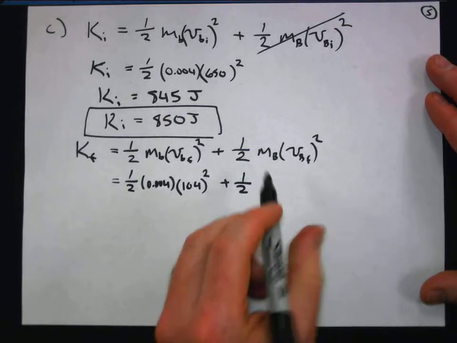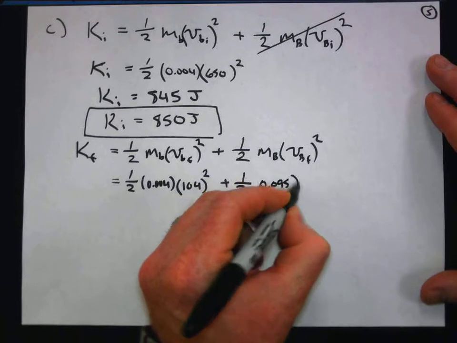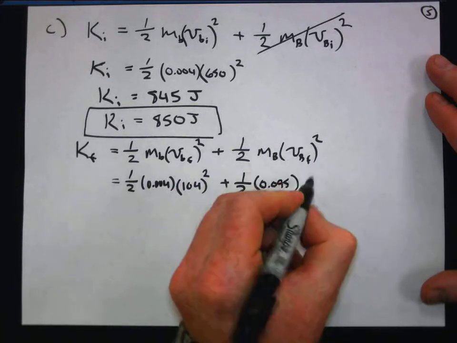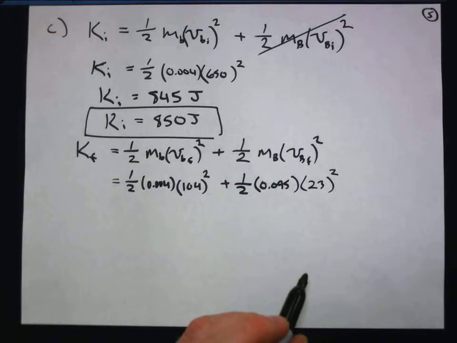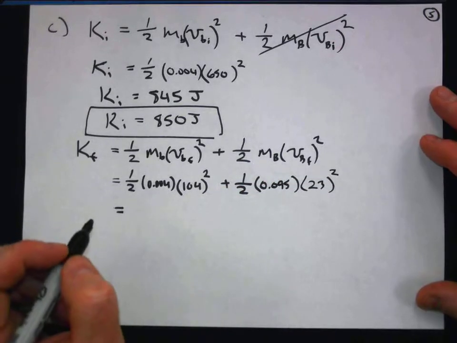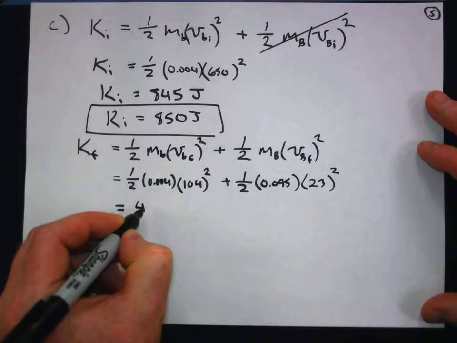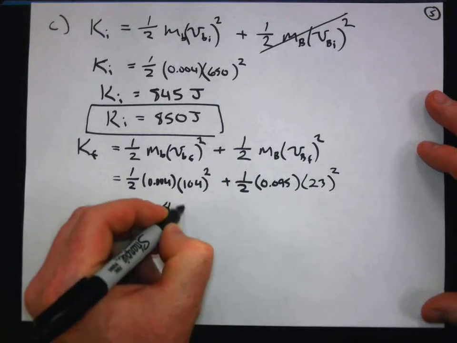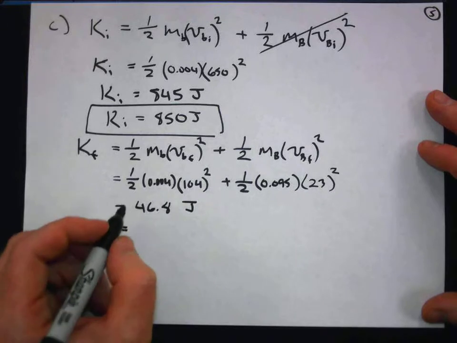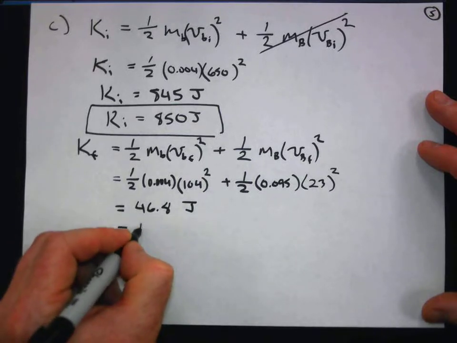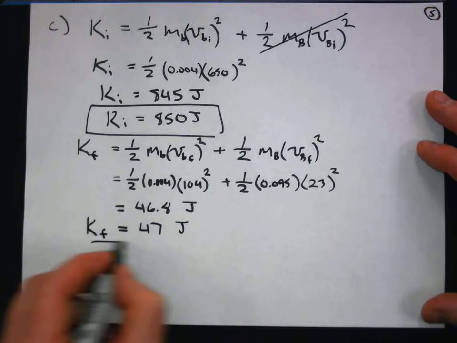And now, okay, so mass of the block, we've got 0.195 kilograms, and final velocity of the block was 23 meters per second. I've got to remember to square that. Easy peasy lemon squeezy, we come out to 46.8 joules. And again, if you're nitpicky about sig figs, you really want to say it's just 47 joules. There's your final kinetic energy of the system.